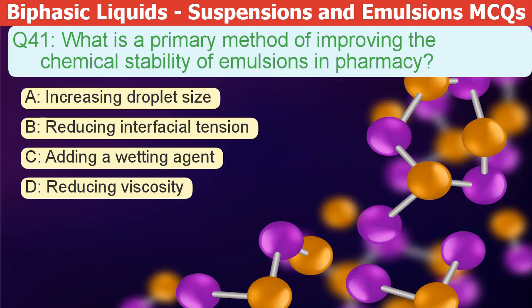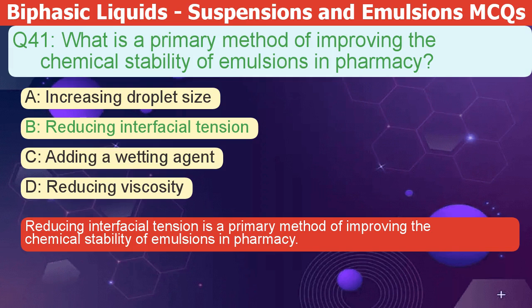What is a primary method of improving the chemical stability of emulsions in pharmacy? A. Increasing droplet size. B. Reducing interfacial tension. C. Adding a wetting agent. D. Reducing viscosity. The correct answer is B. Reducing interfacial tension is a primary method of improving the chemical stability of emulsions in pharmacy.